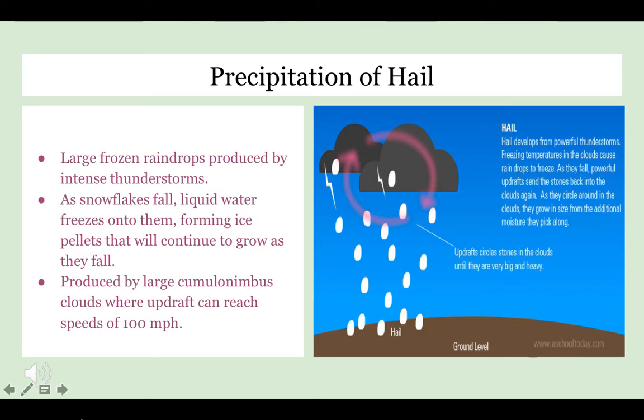Hail is something that usually forms during thunderstorms. It starts off as snowflakes, and as they fall, liquid water freezes onto them, forming ice pellets that continue to grow as they fall. As they get closer to the ground, more liquid water freezes onto them, so they're getting bigger and bigger as they come down. They're usually produced by cumulonimbus clouds, and the updraft can reach a speed of 100 miles per hour.